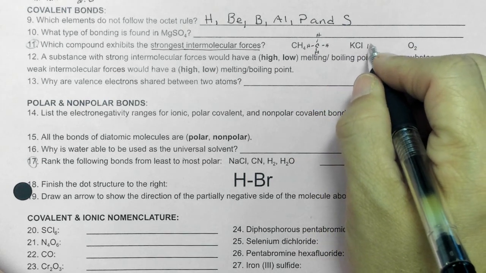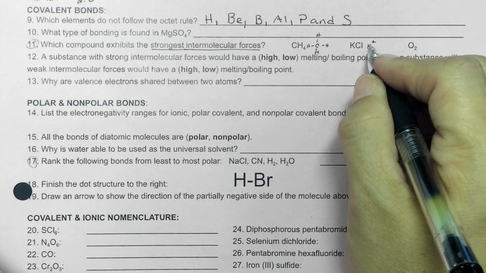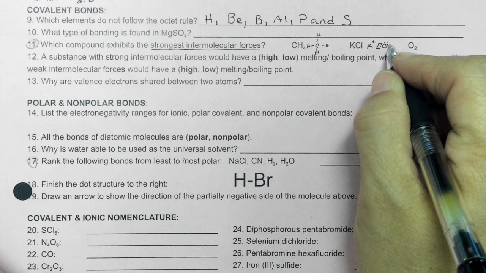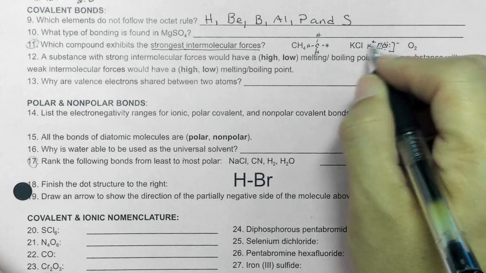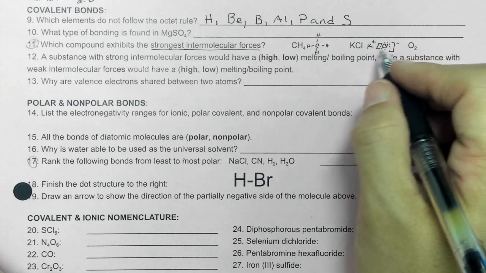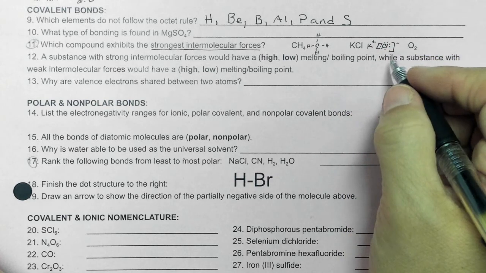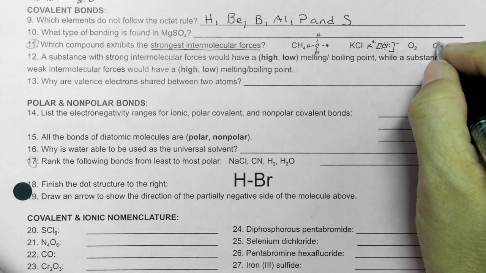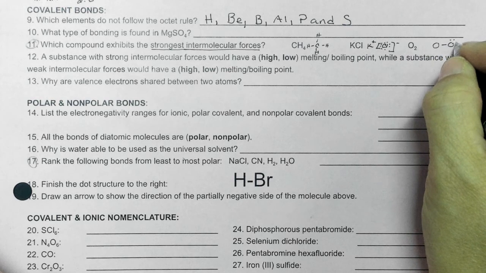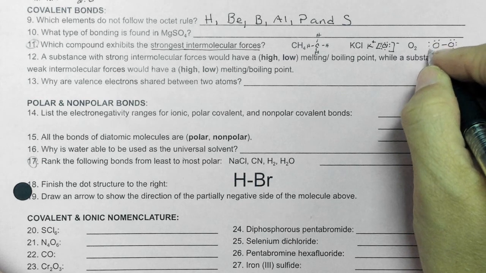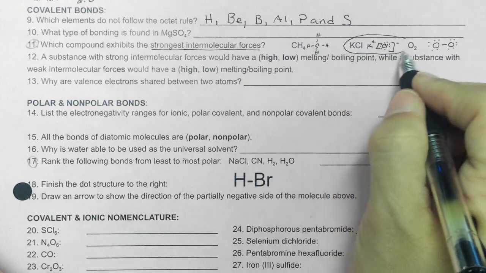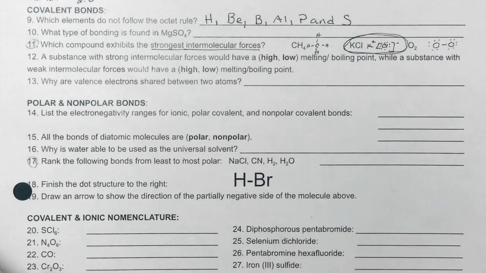This is ionic, so it actually breaks apart into a positive potassium ion and a negative chlorine ion. So because of that, it is definitely very strong because you've got one positive ion and a negative ion. And then oxygen is going to be nonpolar because it's symmetrical and it's balanced. So the strongest intermolecular force is going to be this ionic compound that breaks apart. So back to number 10.